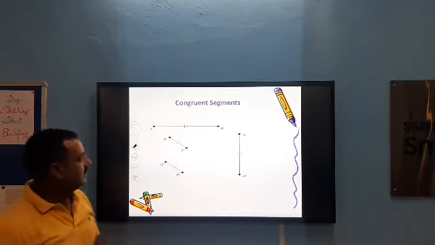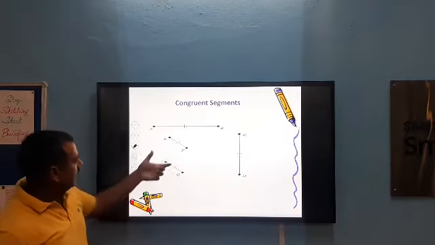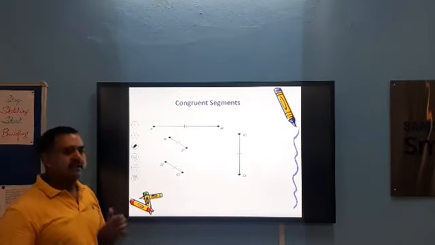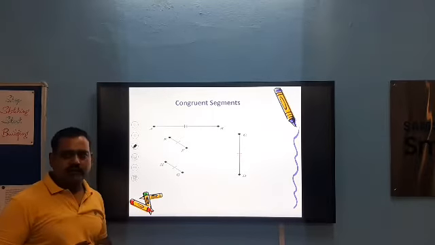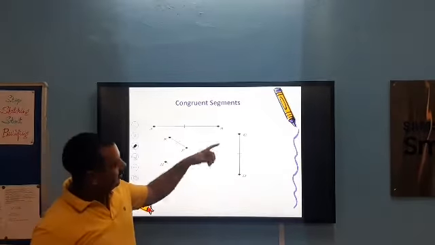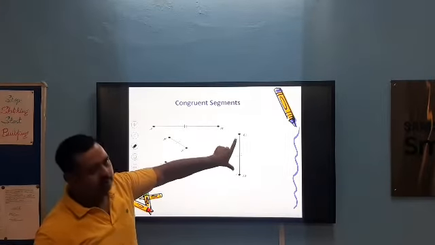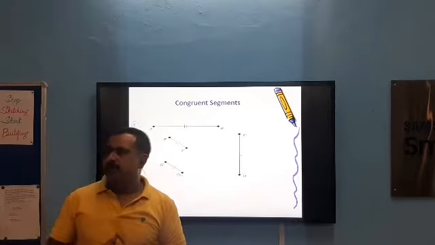For example, in this diagram we represent the congruent line segments. The line segment EF seems to be equal to line segment HG, so these two line segments are congruent to each other. And the length of AB is equal to the length of CD, so line segment AB is congruent to line segment CD.